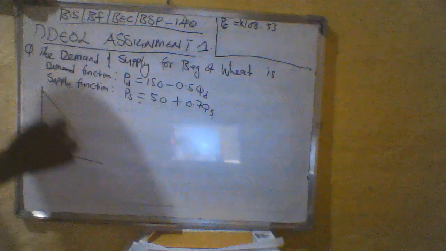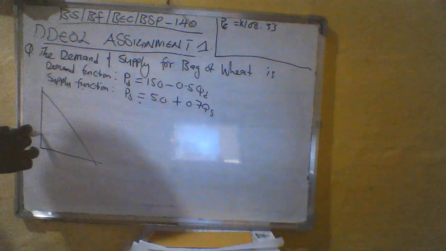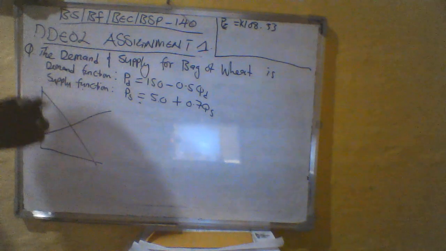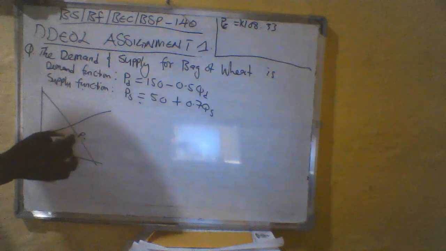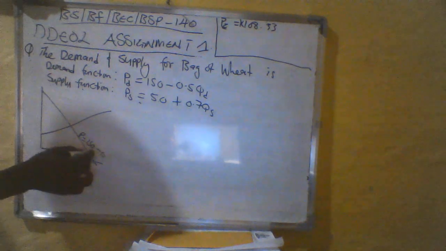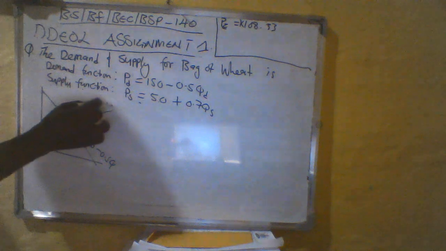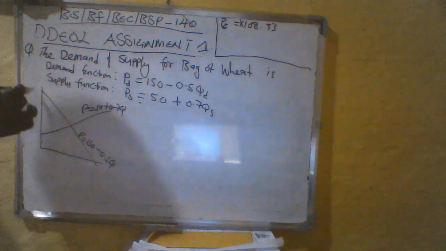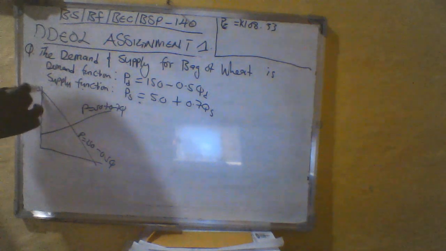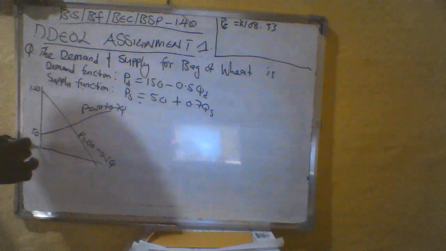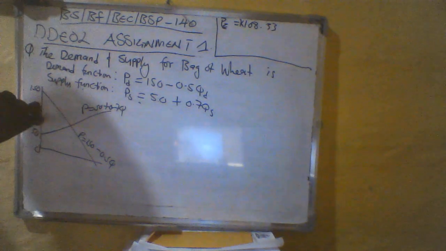If this was my sketch, where we have the demand P equals 150 minus 0.5Q, and the supply P equals 50 plus 0.7Q. So this will be where my 150 is, this is my 50, this is my 0. So this is my price axis.